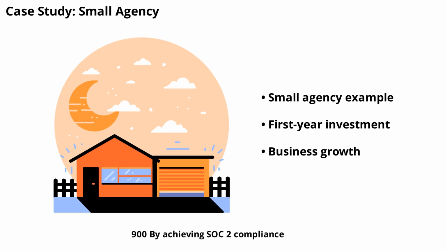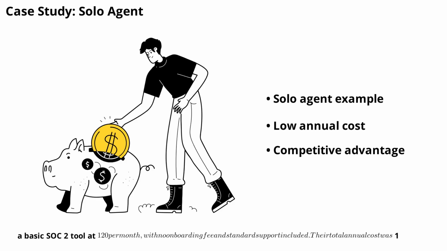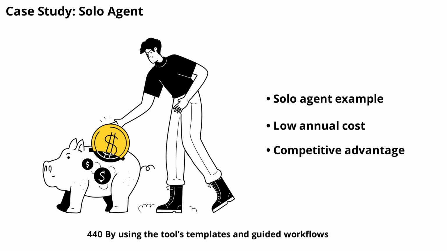By achieving SOC 2 compliance, they were able to secure contracts with larger clients who required strict data security, resulting in significant business growth. A solo real estate agent opted for a basic SOC 2 tool at $120 per month, with no onboarding fee and standard support included. Their total annual cost was $1,440. By using the tool's templates and guided workflows, the agent was able to achieve compliance efficiently, gaining a competitive edge in their local market.